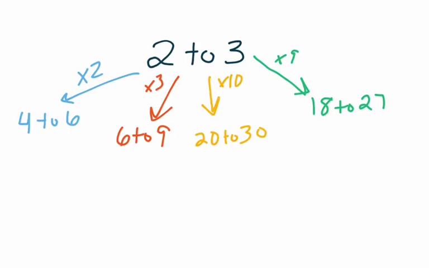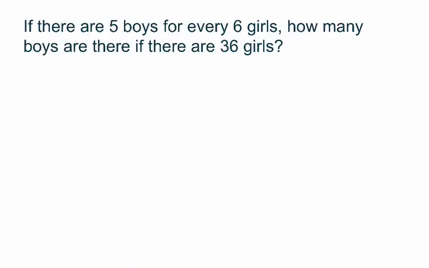But in our next problems, we're going to get a little bit more specific. This problem is still an equivalent ratios problem. It's just a little bit more specific. So it reads, if there are 5 boys for every 6 girls, how many boys are there if there are 36 girls? So the way I'm going to recommend you solve these types of problems is I want you to start by writing the ratio, and this time I'm going to write that ratio in fraction form. So 5 boys for every 6 girls. I'm going to write it this way.